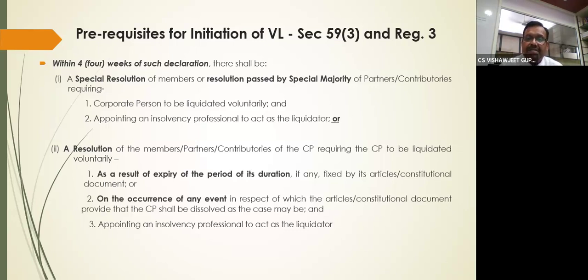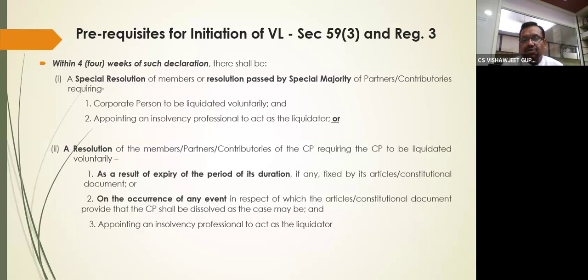So if a corporate person has been incorporated for a certain period, and that period is going to end, then a simple resolution has to be passed by the members for liquidating the company voluntarily, but this must be fixed by the articles or constitutional documents. That duration, for how long the company will be in operation, must be written in the constitutional document. Also, on the occurrence of any event in respect of which the articles or constitutional document provide that the CP shall be dissolved, as the case may be.